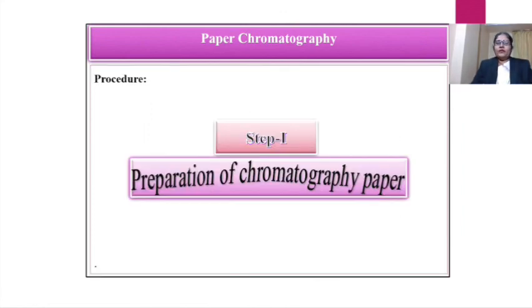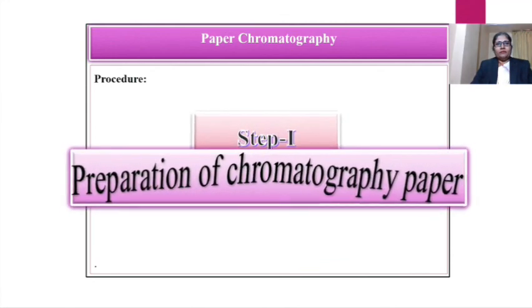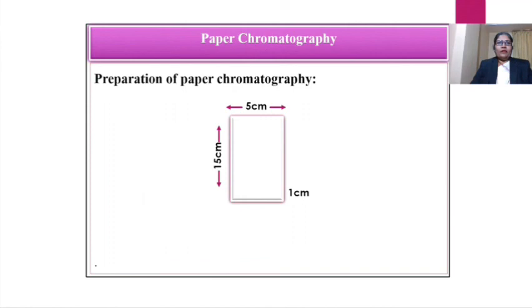Step 1 is preparation of chromatography paper. To prepare the chromatography paper, take a chromatographic paper strip of suitable size, 5 into 15 cm. Use a pencil and ruler to draw a baseline 1 cm from the bottom of the paper.